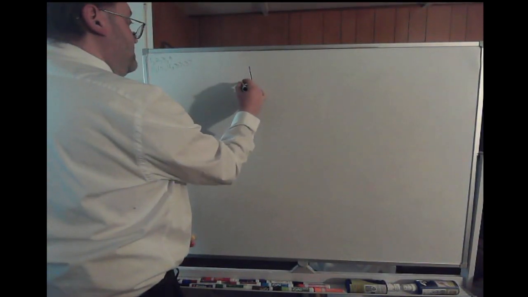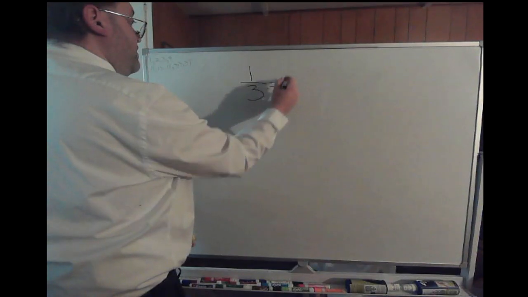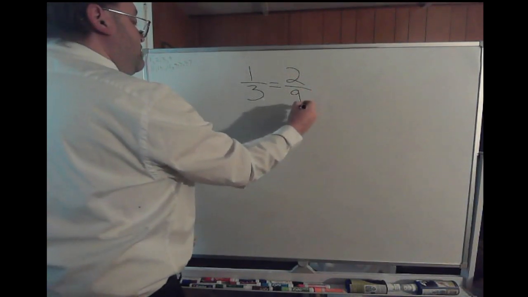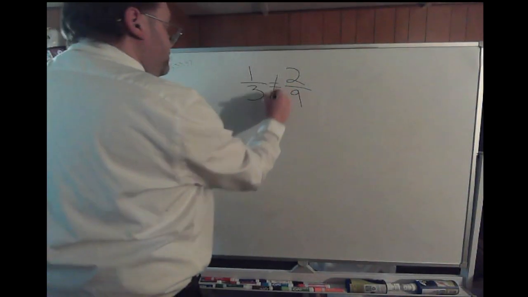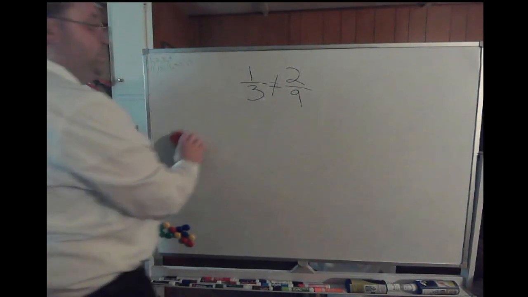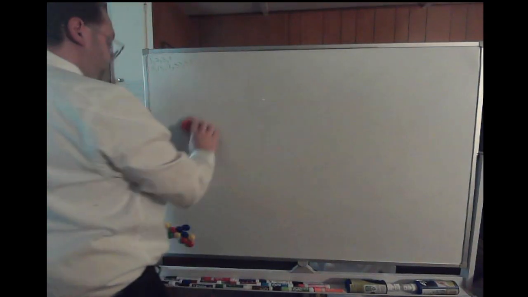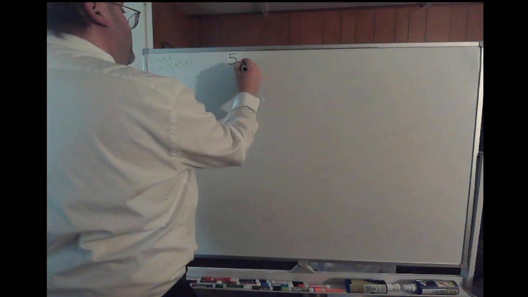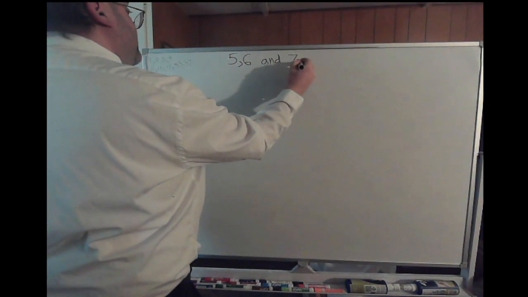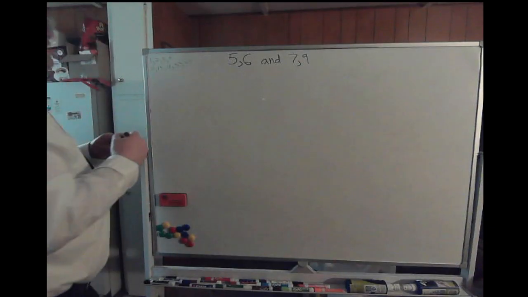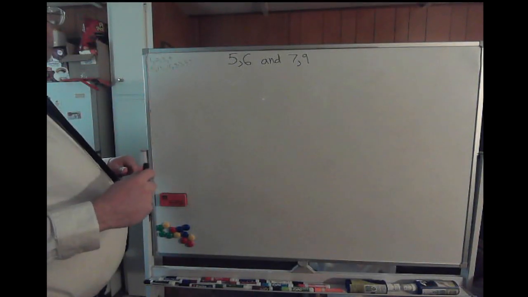Now, if I had something like 1/3 and 2/9, we definitely know 2/9 doesn't reduce to 1/3, so this is not a proportion. That is not a proportion. And I'm going to show you how to find out if two ratios are proportional. But let's say we give you the numbers 5, 6, and 7 and 9, right? You want to find out if each pair of numbers is proportional to each other.